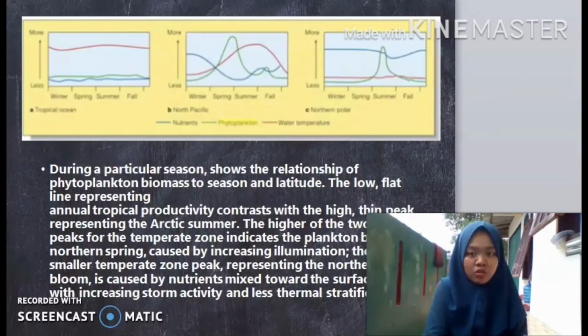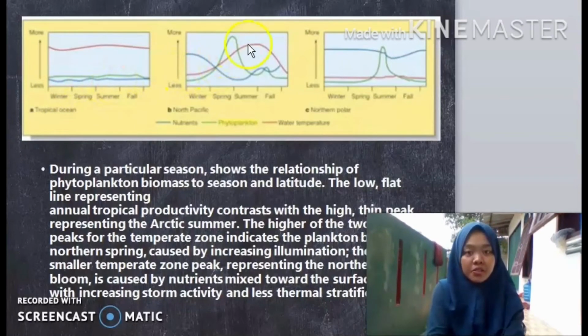For the fourth, during a particular season, you can look in here. I have a graph picture. The graph covers the tropical ocean, North Pacific, and Northern Polar. You can look at the graphic. In this section: winter, spring, summer, and fall. This is the table, and you can look at this.